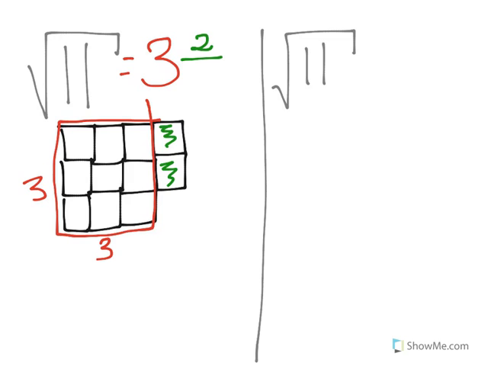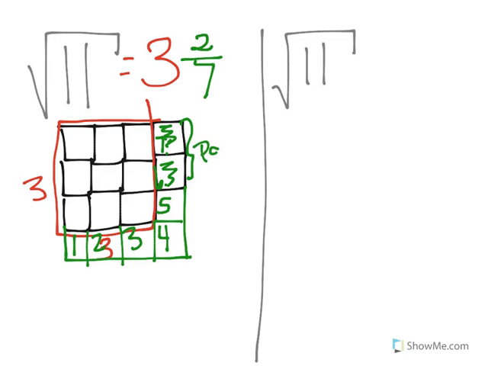But because I know 3 was my whole number, I want to try to get to 4. So to get to 4, I have to add 1, 2, 3, 4, 5, 6, 7 more squares total. But remember, I already had 2 of those. That's why it's 2 sevenths, part of the whole.